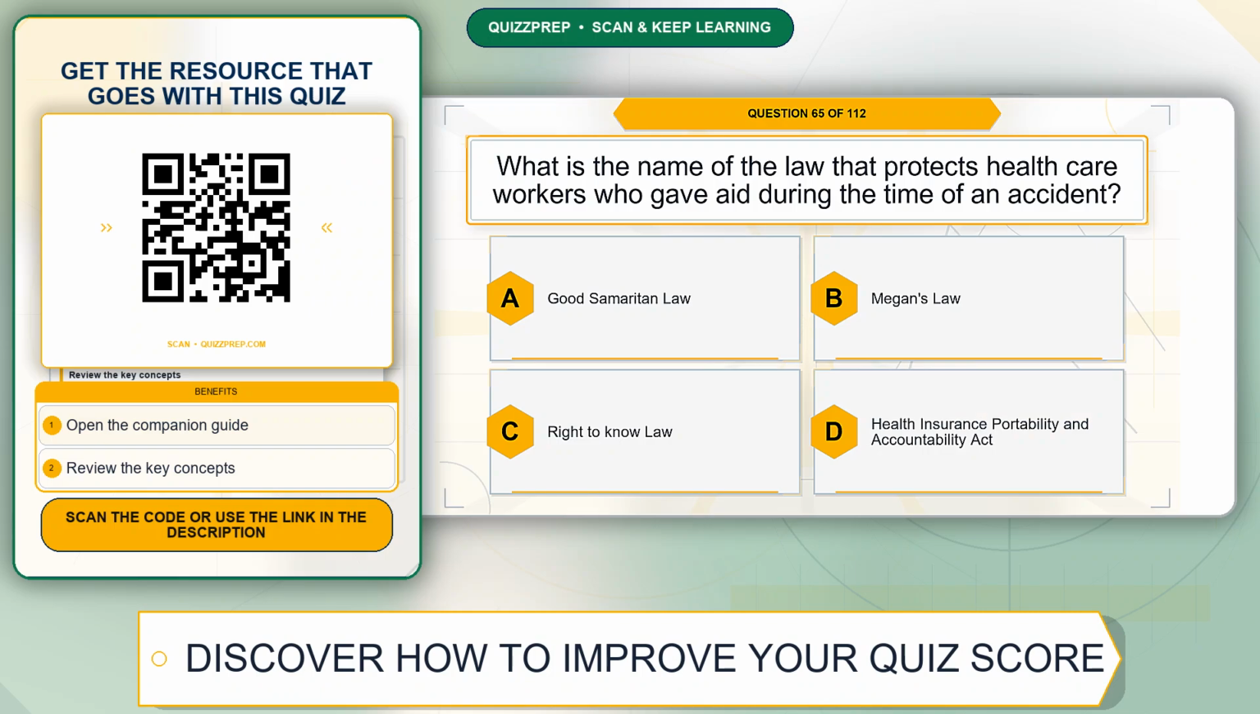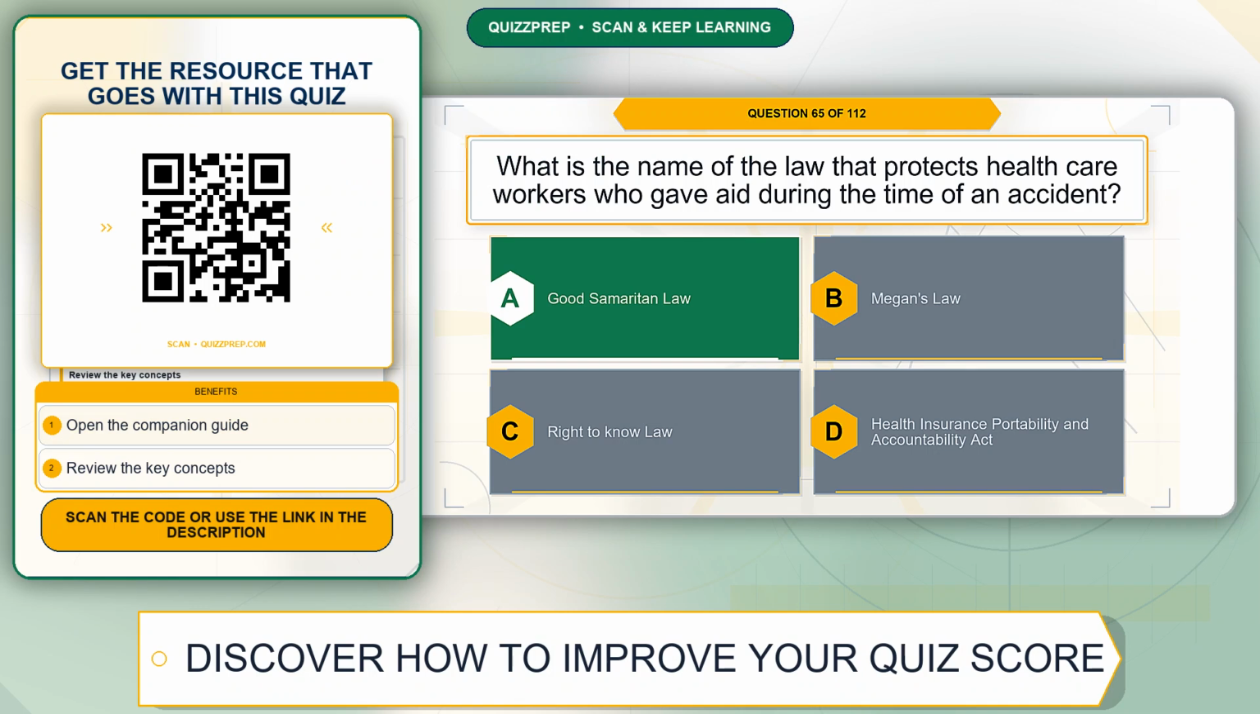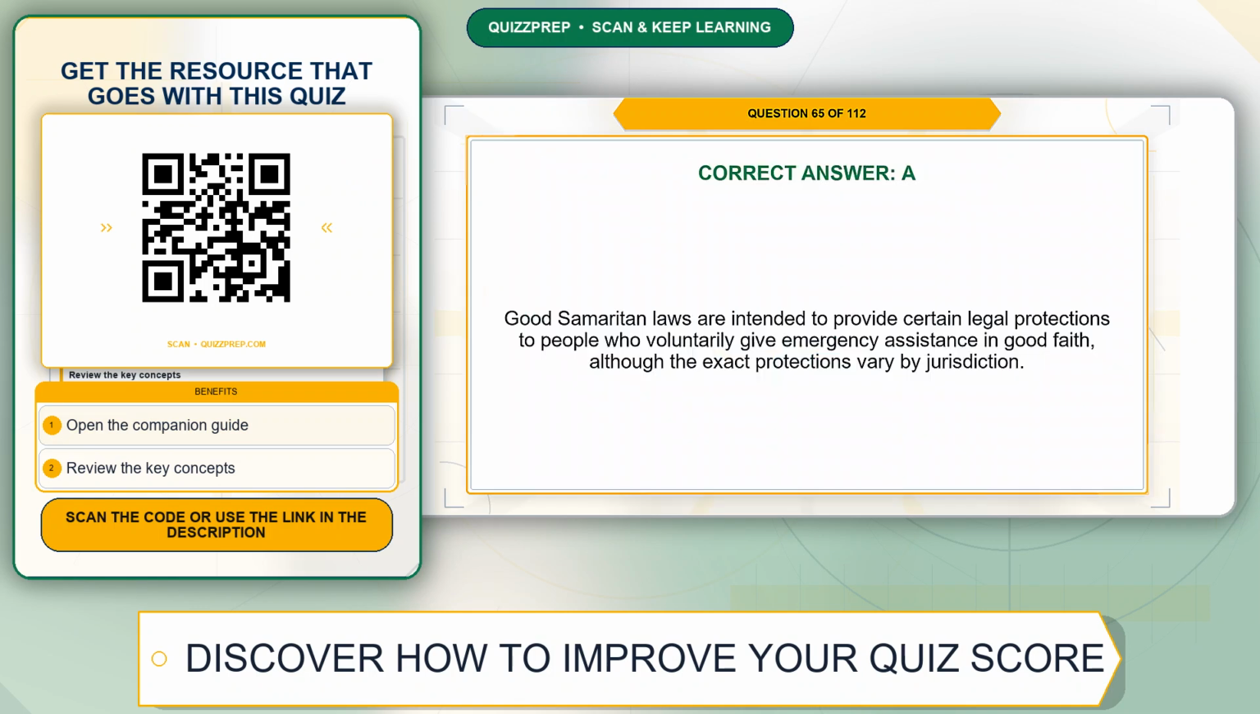Question 65. What is the name of the law that protects healthcare workers who gave aid during the time of an accident? Option A, Good Samaritan Law. Option B, Megan's Law. Option C, Right to Know Law. Option D, Health Insurance Portability and Accountability Act. The correct answer is option A, Good Samaritan Law. Explanation. Good Samaritan laws are intended to provide certain legal protections to people who voluntarily give emergency assistance in good faith, although the exact protections vary by jurisdiction.